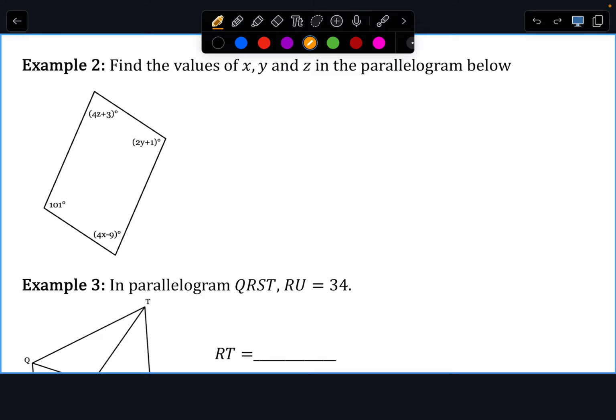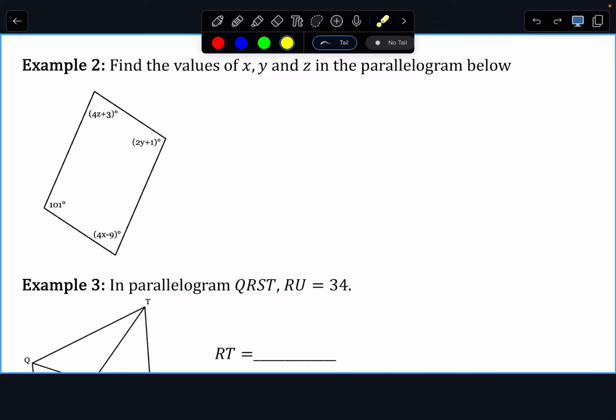Now let's see if we can do this. We need to find x, y, and z. Okay? So let's go alphabetical. How am I going to find x? Set these equal. 7x minus 9 plus 4.